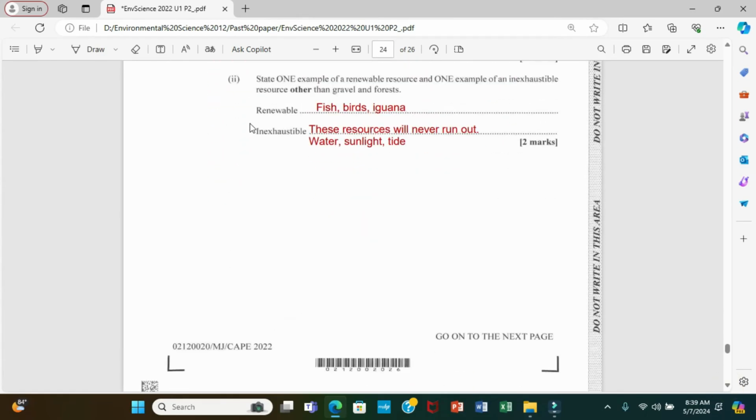All right. So state one example of a renewable resource and one example of an inexhaustible resource other than gravel and forest. So renewable resources are like fish, birds, iguana, lizards, etc. Lumber, wool, etc. Inexhaustible resources, and of course, these resources will never run out, like water, sunlight, tide.